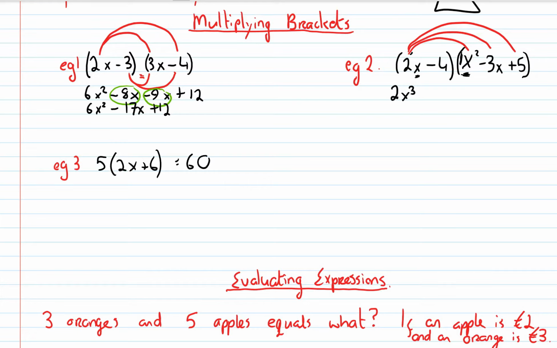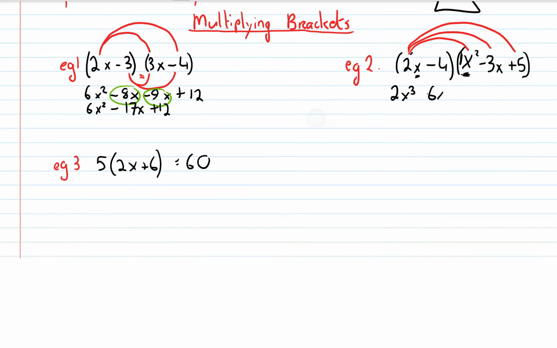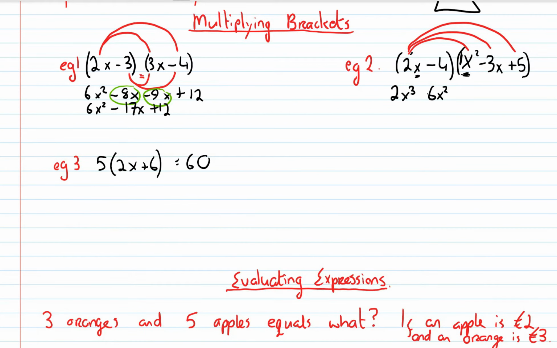2x by minus 3x. 2 by 3, 6. x by x, x squared. The signs now. We have a plus, we have a minus. When we're multiplying, unlike signs give us a minus answer. 2x then by 5. 2 by 5 is 10. We only have one x because there's an x here, there's none over on the 5. And the sign, we have a plus 2x, we have a plus 5. So like signs give us a plus answer.